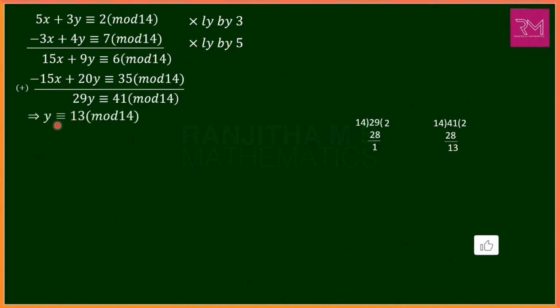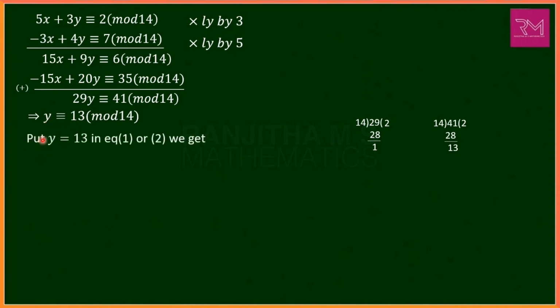Therefore, the new congruency: in the place of 29, we can substitute 1 because 1 is the remainder here. So we get 1 into y is congruent to 13 mod 14. Therefore, the new congruency is y is congruent to 13 mod 14. So we get a value of y as 13 here. No need to follow the procedure as before because we obtain the value of y as 13 directly.